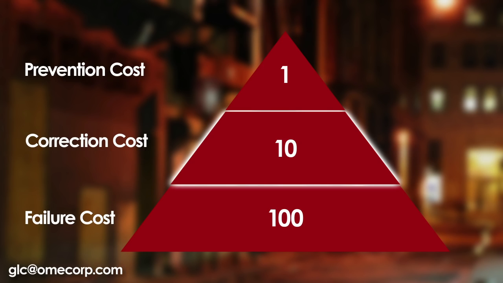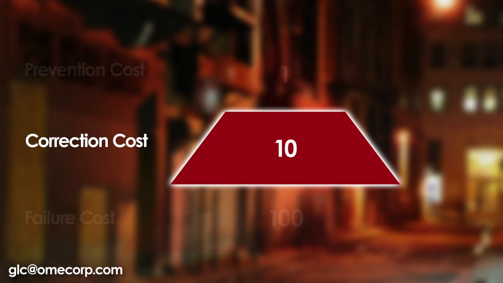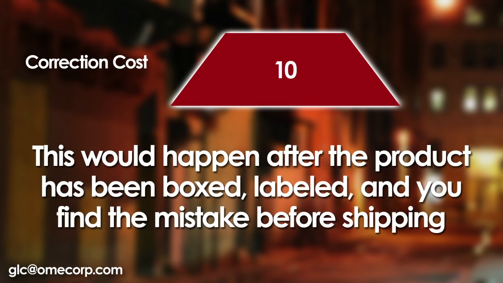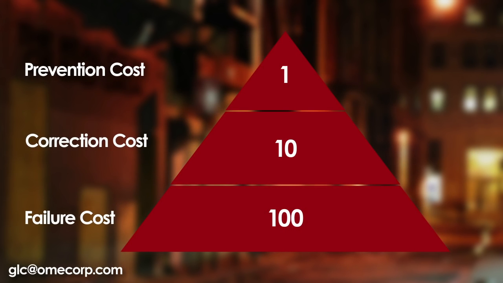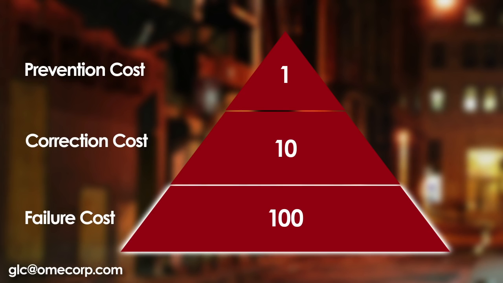Okay, now $10 is used to represent the cost to fix an address in the system in the correction stage. That's really just to represent that it could be 10 times the prevention cost. And this could happen after the product has been boxed and labeled. You find the mistake now, and you need more labor, labeling, and don't forget the cost of a delayed shipment. I think you see where we're going with this now. Finally, in the failure stage, $100 is used to represent a possible 100 times the cost of prevention to fix an address once a package is shipped with the wrong address.